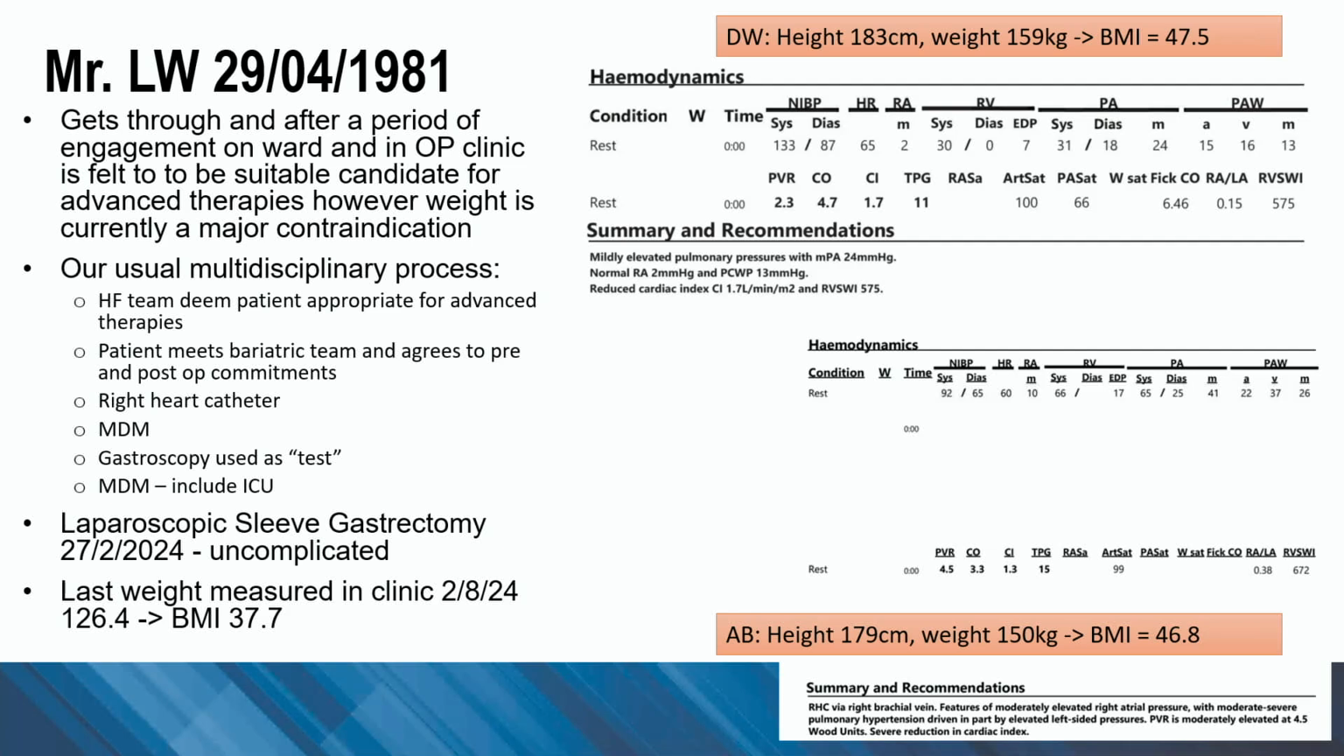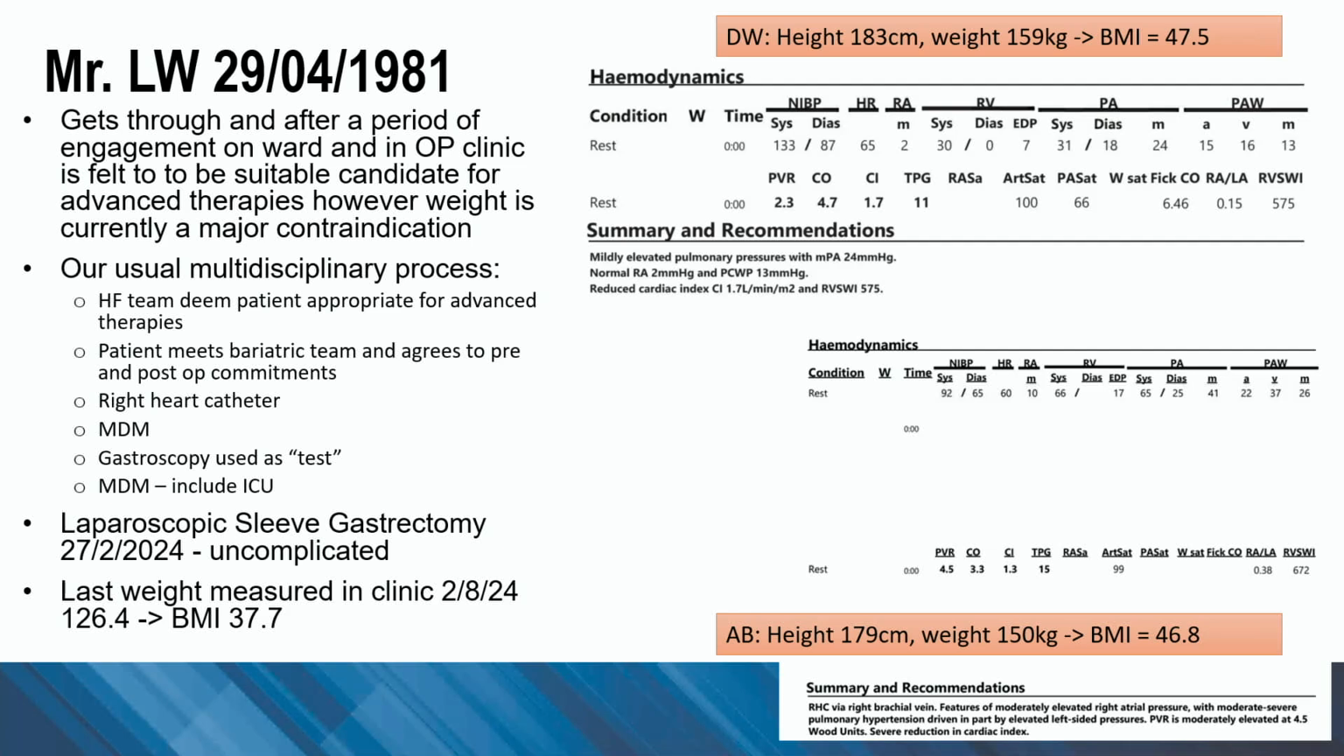So after the right heart catheter, we have a multidisciplinary meeting with the bariatric team and the cardiac anaesthetic team to really see if the cardiac anaesthetists are happy to go ahead with the gastroscopy. We use the gastroscopy as a test to see how the patient will tolerate the anaesthetic. And then if we feel that they've gotten through the gastroscopy quite well, we'll have another MDM and then include our intensive care team, as we'll routinely send these patients to intensive care after the surgery for a period of monitoring.